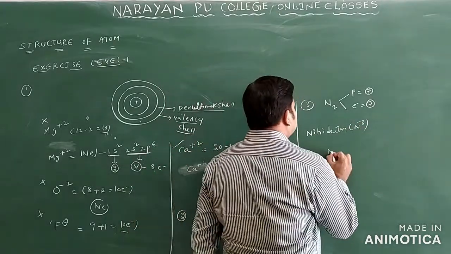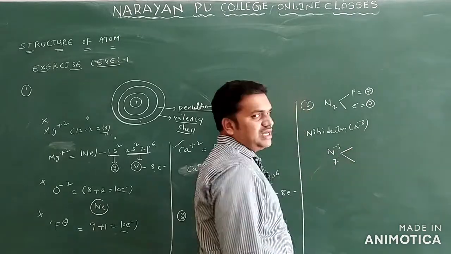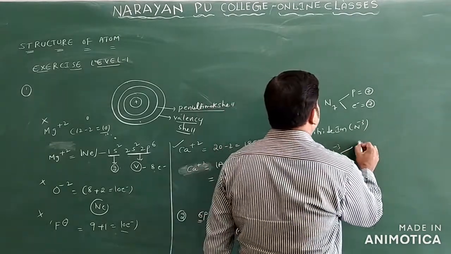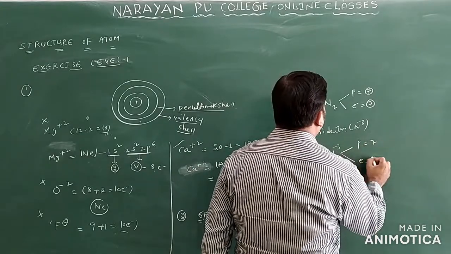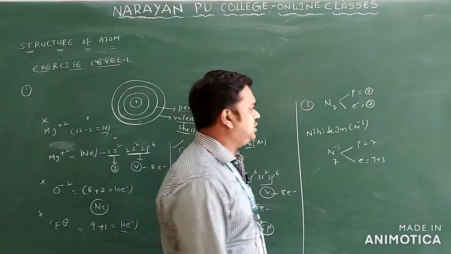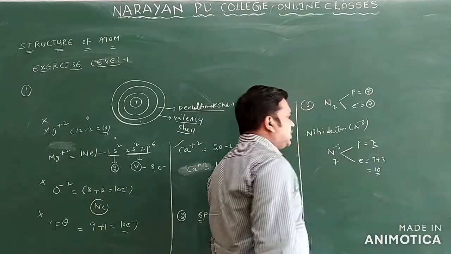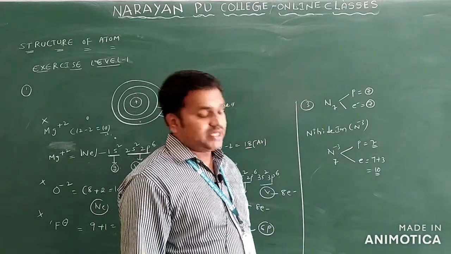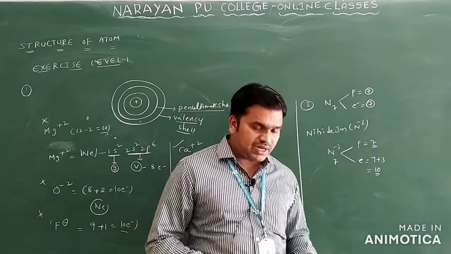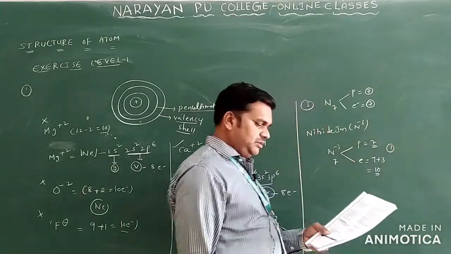If you take N minus 3, and you want to write it here, what do you have? Protons are 7 only. Protons equal 7. What about electrons here? 7 plus 3 you can write. Negative means you can add 3 electrons only. So how many electrons will you get? 10 electrons only. How many protons do we have? 7 protons and 10 electrons. So what is your answer? Option 1 for this question only.